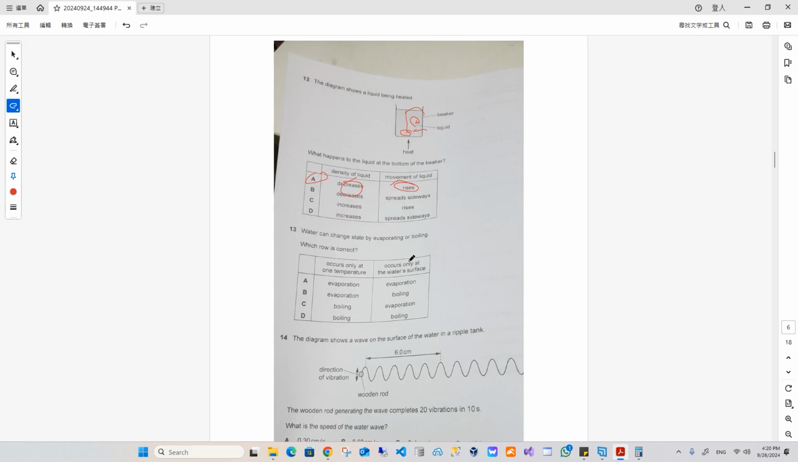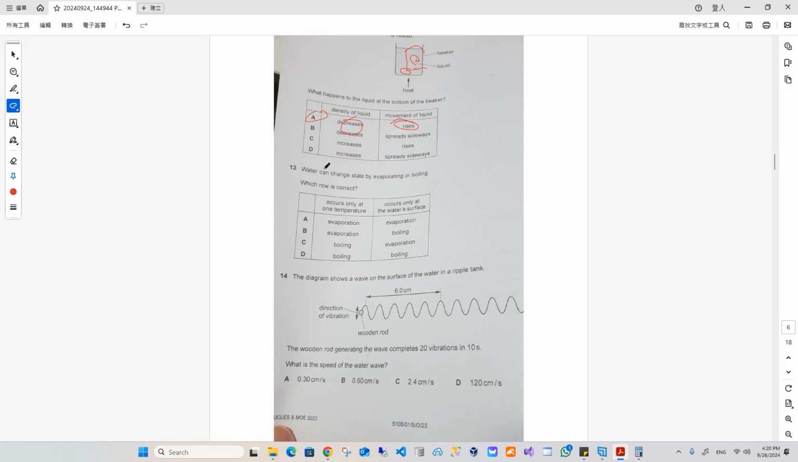Water can change state by evaporating and boiling. Yeah, both correct. Water can change by evaporating and boiling, but evaporation only takes place at the surface. It will just keep on disappearing at the surface. So this particle will go out first. Inside, the particles will not cause evaporation. They will not get evaporated.